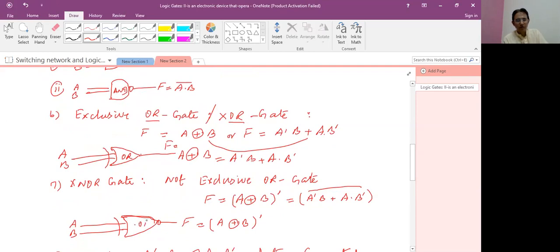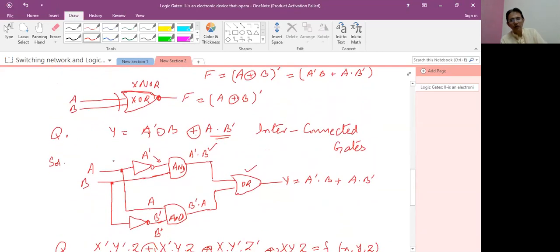It is an OR gate. When we apply this symbol, it represents the XOR gate. But when we apply the bubble, it is the XNOR gate. When it has two inputs A and B, what is the output? F is equal to the complement of (A plus modulus B). This is called the exclusive NOR gate, right? So it is equal to this.